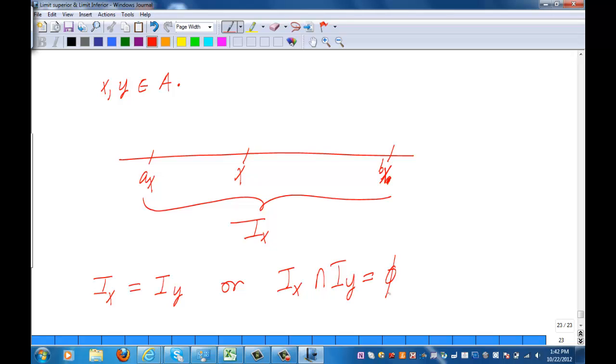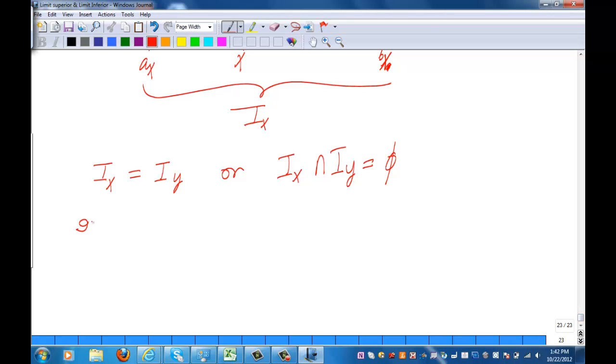These are the only two possibilities, right? Why is that? For example, suppose you're thinking of Y being here. I claim that if Y is in Ix, then Ix and Iy are in fact the same. So this is what I'm saying: if Y is inside of Ix, then Ix and Iy must be the same. Why is that?